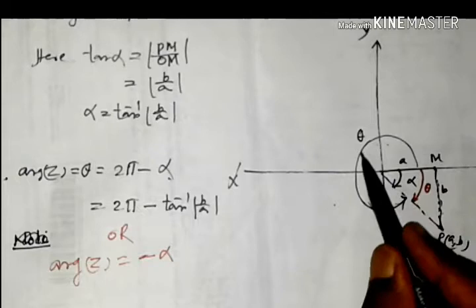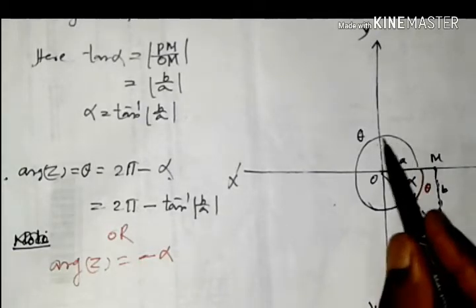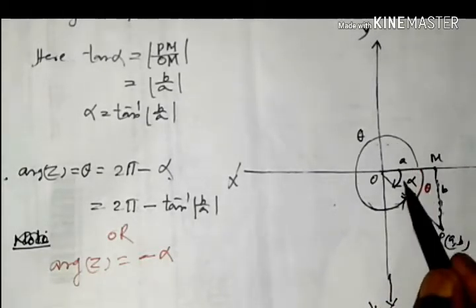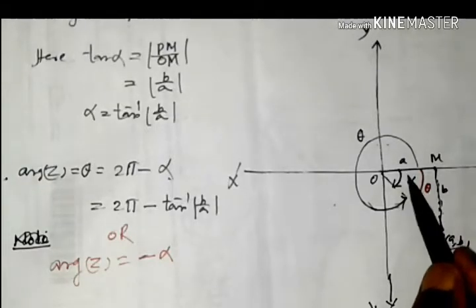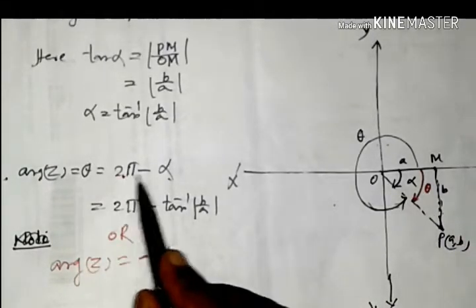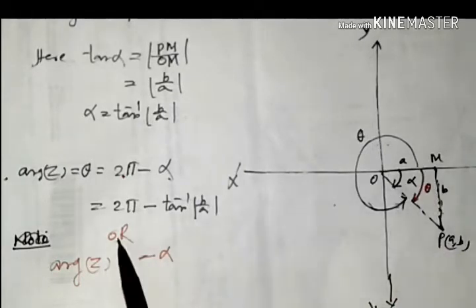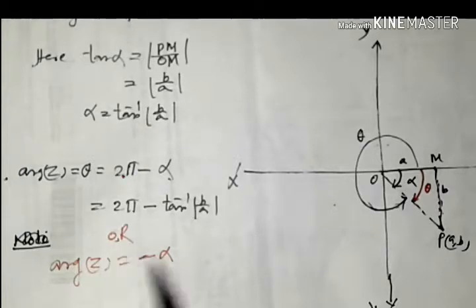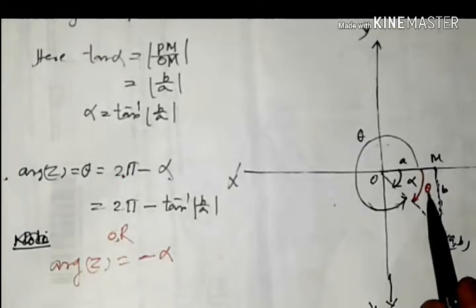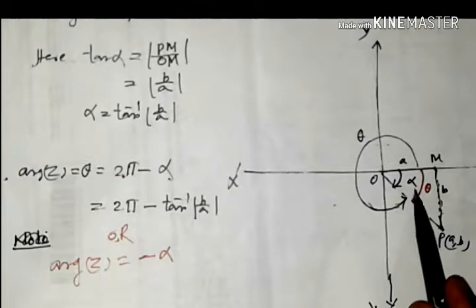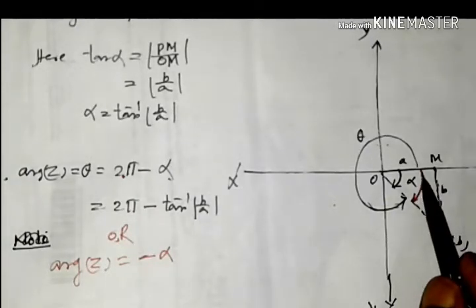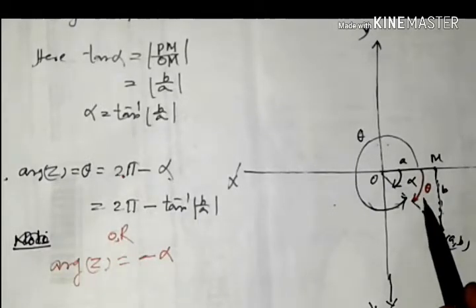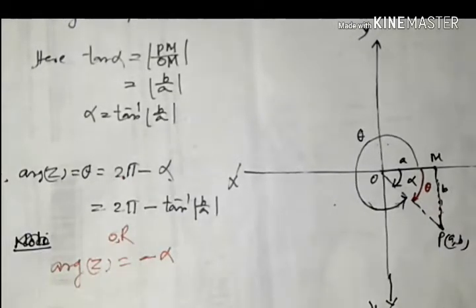If we consider this angle, it is the complete angle minus alpha, twice pi minus alpha. Or if we consider this angle theta, then the argument is equal to minus alpha, since alpha is in the clockwise direction. So this is the case of the fourth quadrant.